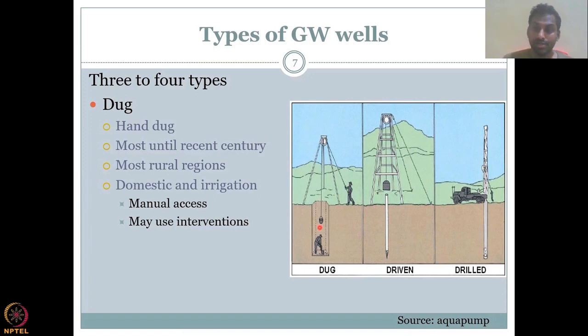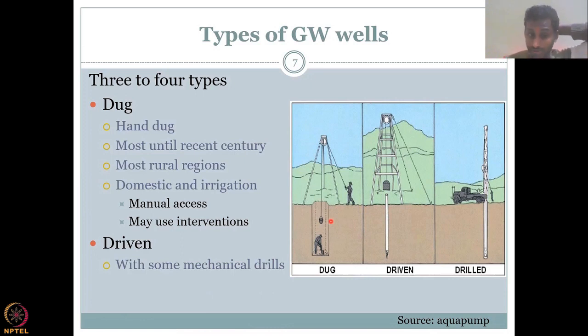For example, I've seen wells being taken out, the water being taken out using bullock carts. The bullock carts would go around, and that would turn a gear and the water comes up. And then people can walk on a slide. You know, they walk up, the bucket would go down, and then when they come down, the bucket comes up and with this the water. So there are multiple interventions they use for accessing dug wells. That is one important point.